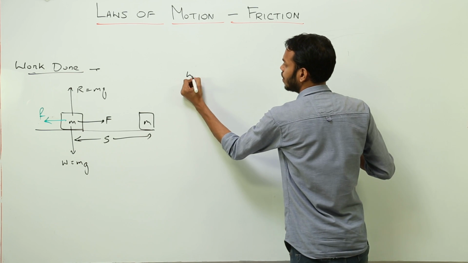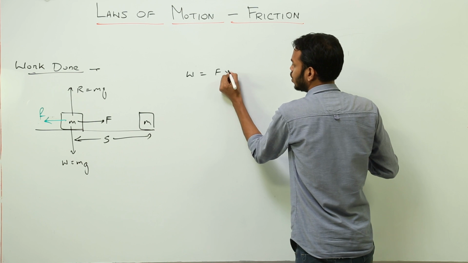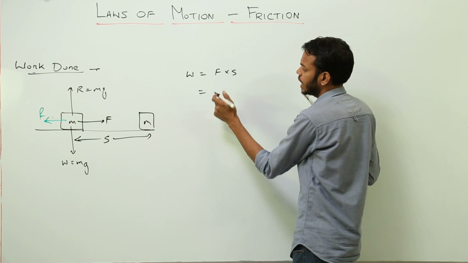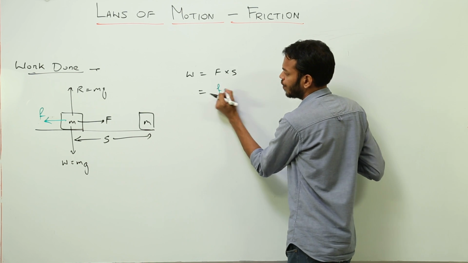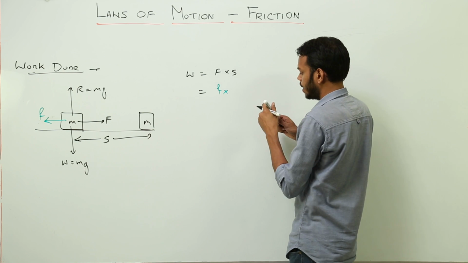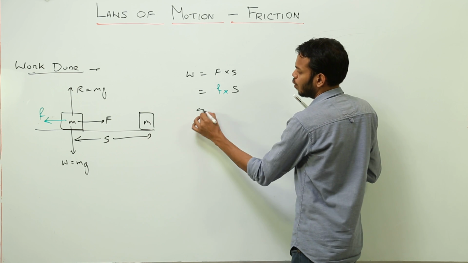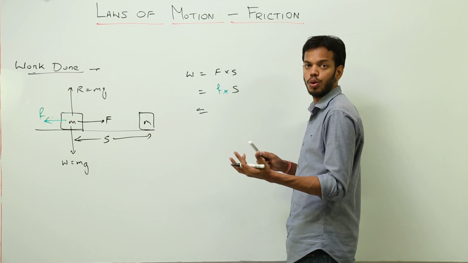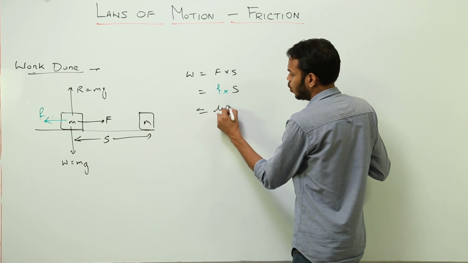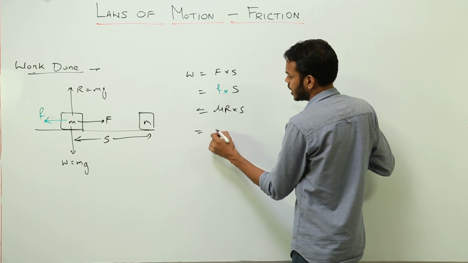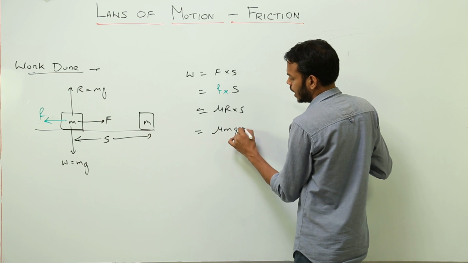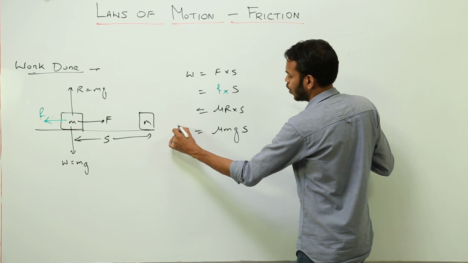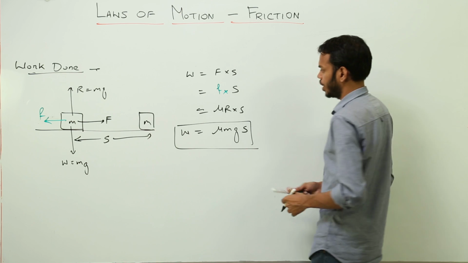So work done would be what? Force into displacement. The force at this point would be equal to the frictional force acting on the body, multiplied by the displacement. What is the formula for frictional force? That is mu into normal reaction R, so mu R into S. Now this is equal to mu mg into S. So this is the value for work done on the body.